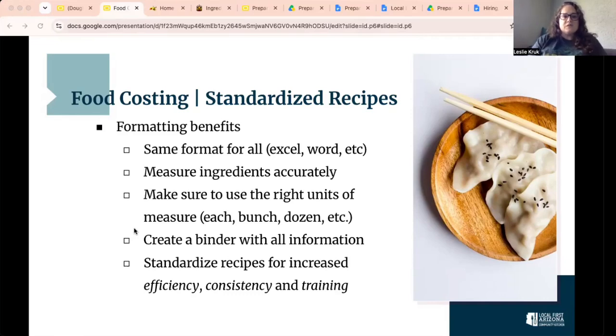Also, it's a good opportunity to make sure that everything is in the right unit of measure. I put some examples: each, bunch, dozen. Consider that when you're writing your recipe and figure out ways that you can actually make some shortcuts.